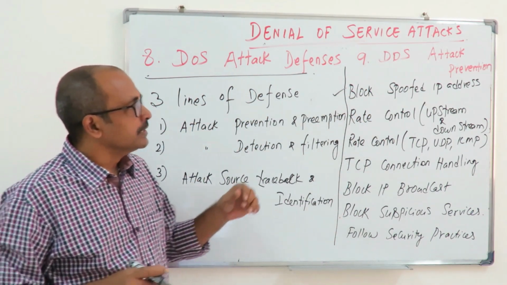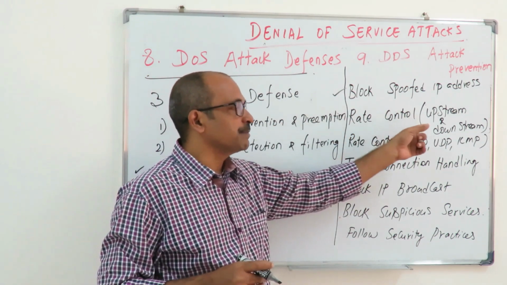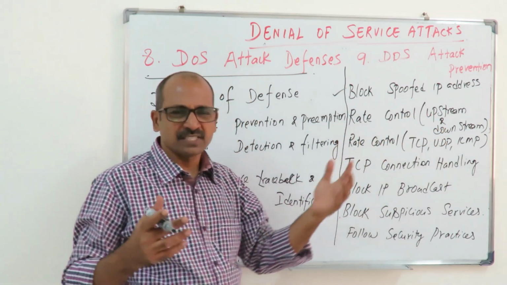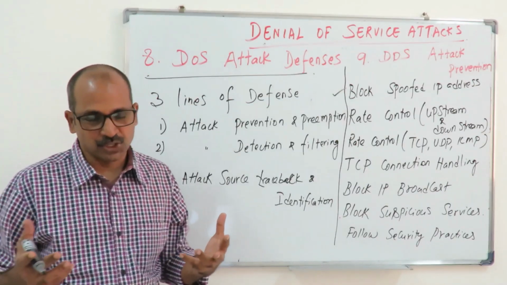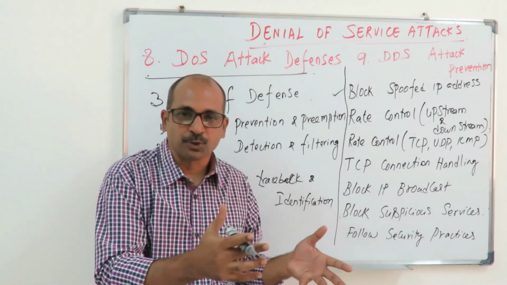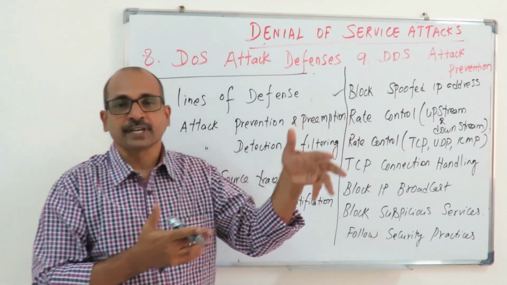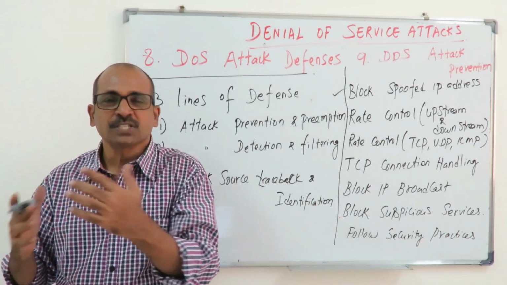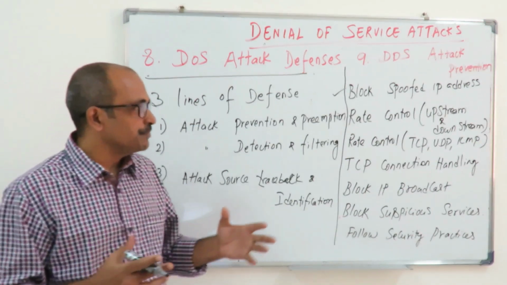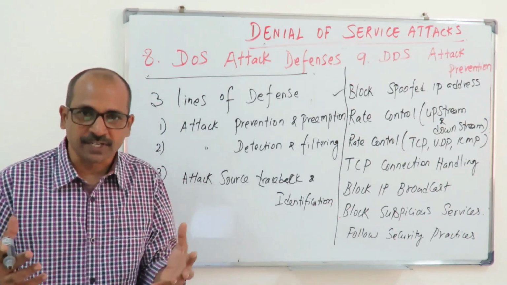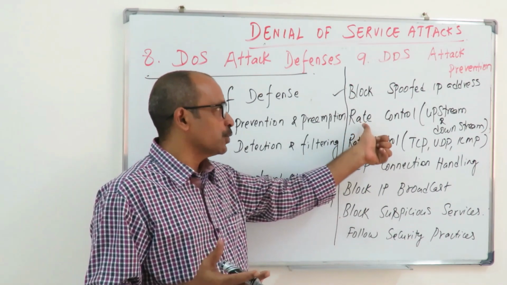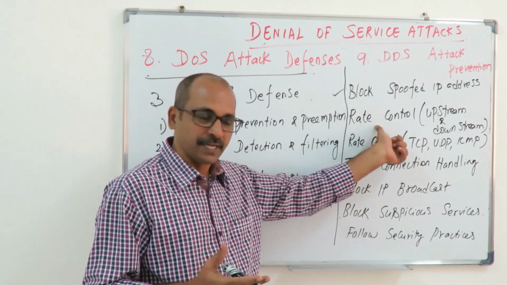Then rate control upstream and downstream packets. What do upstream and downstream mean? That is the incoming and outgoing packets. Suppose there is a surge, a huge number of packets coming to your network, or a huge number of packets going out from your network, this we have to monitor. This is called rate limiting. You have to control that. If you see a huge number of packets coming, it could be a denial of service attack. So apply the rate control for the packets.